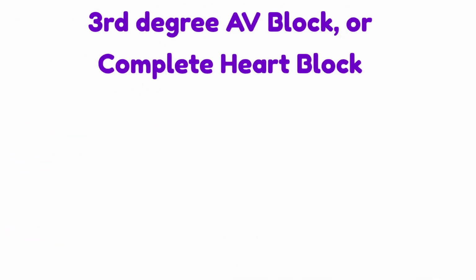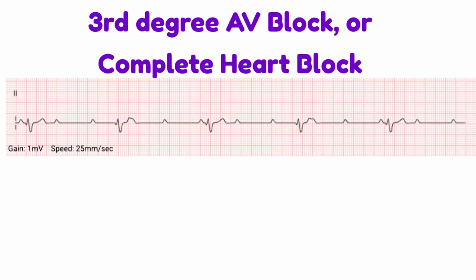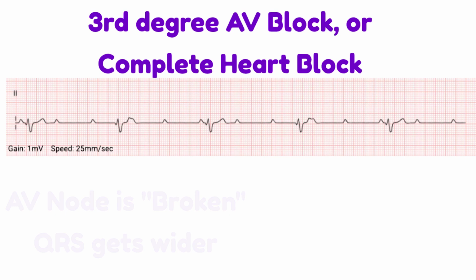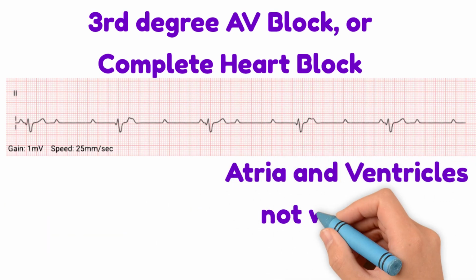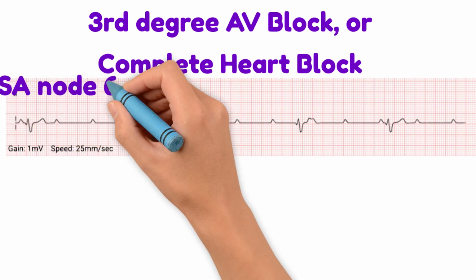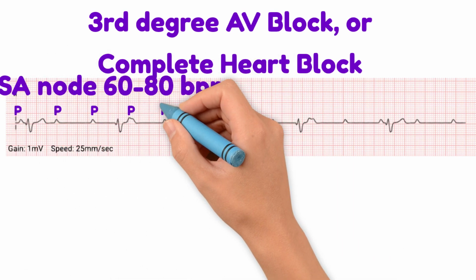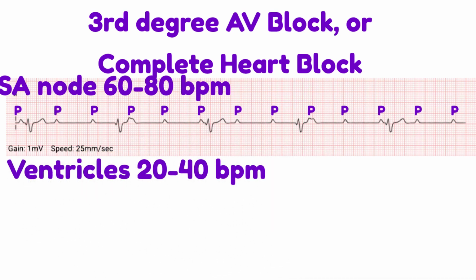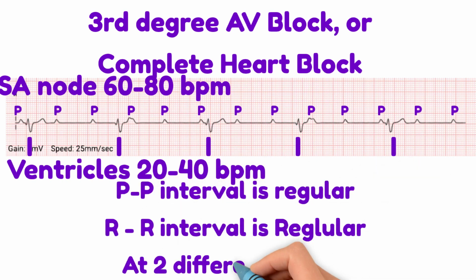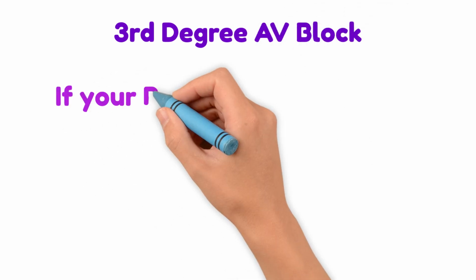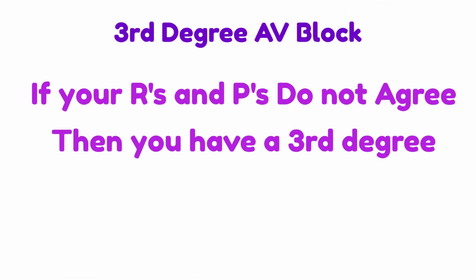With a third degree heart block, the AV node is not conducting electricity at all, so the electricity coming from the SA node is not reaching the ventricles. Not to worry though, when the bundle of His realizes no electricity is coming, it generates its own, but at a much slower rate. The SA node is typically between 60 and 80 beats per minute, whereas the ventricles usually beat between 20 and 40 beats per minute. Both will be regular, but at two completely different speeds. To remember a third degree block, we say if your R's and P's do not agree, then you have a third degree.